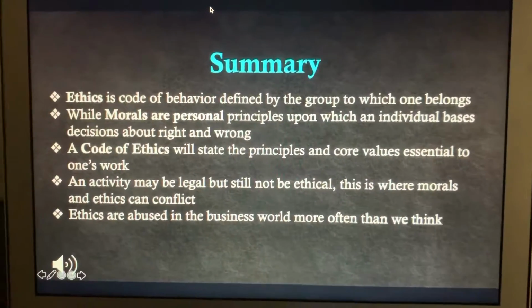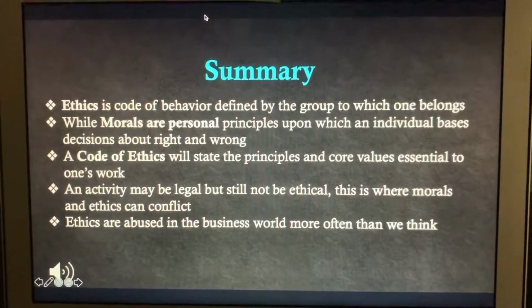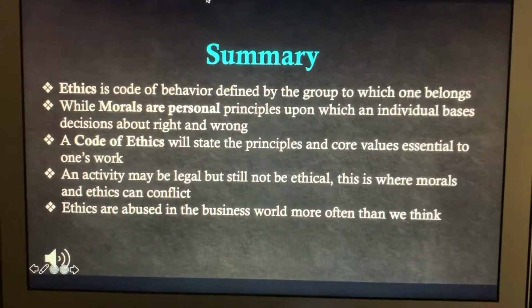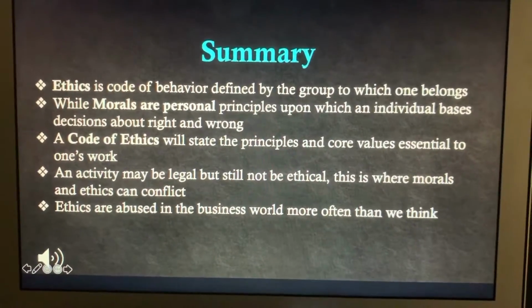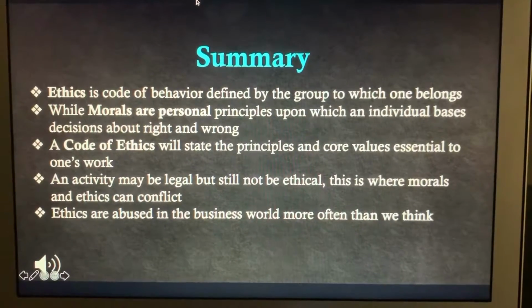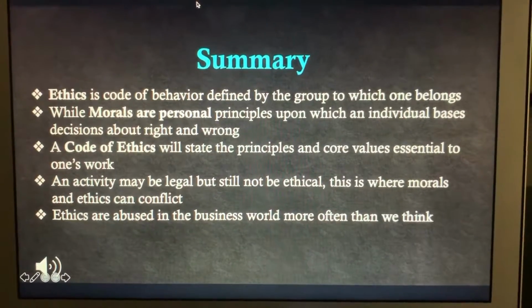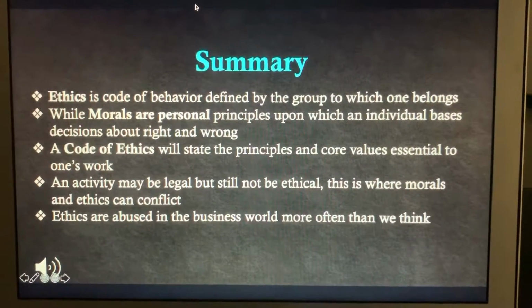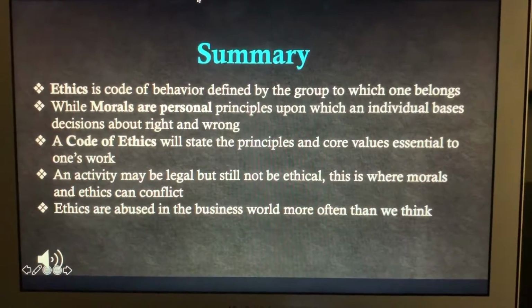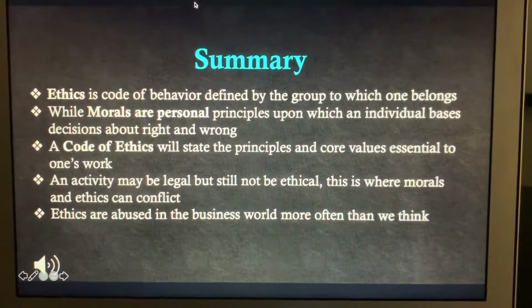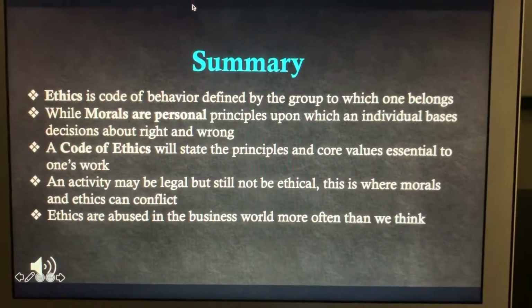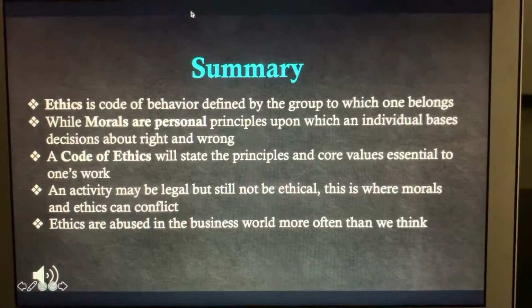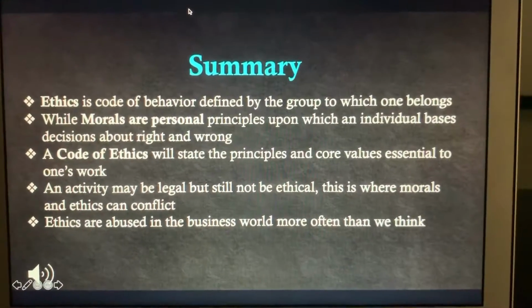To conclude, ethics is known as a code of behavior defined by the group to which one belongs, while morals are personal principles upon which an individual bases decisions about what is right and wrong. A code of ethics will state the principles and core values essential to one's work. An activity may be legal, but still not be ethical, and this is where morals and ethics can conflict. Ethics are abused in the business world more often than we think.